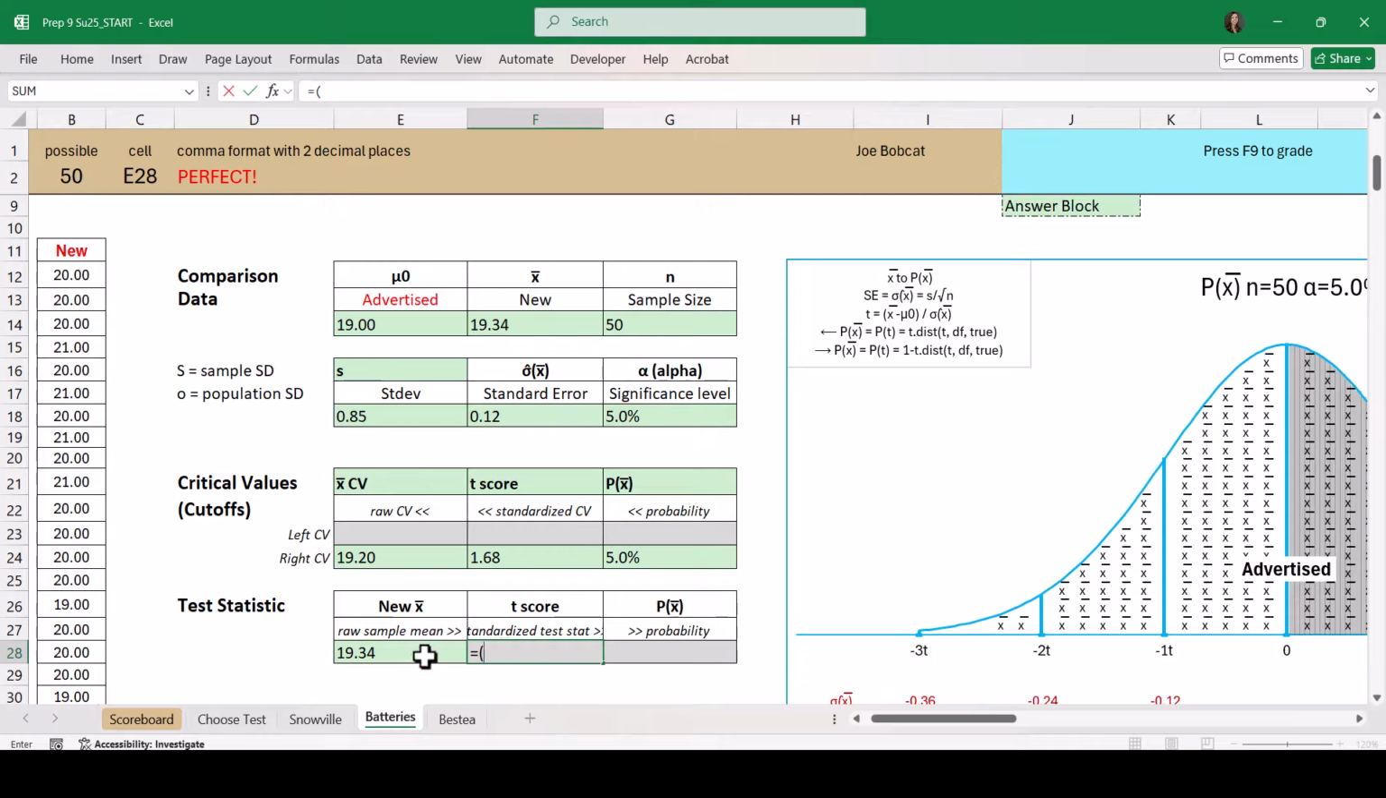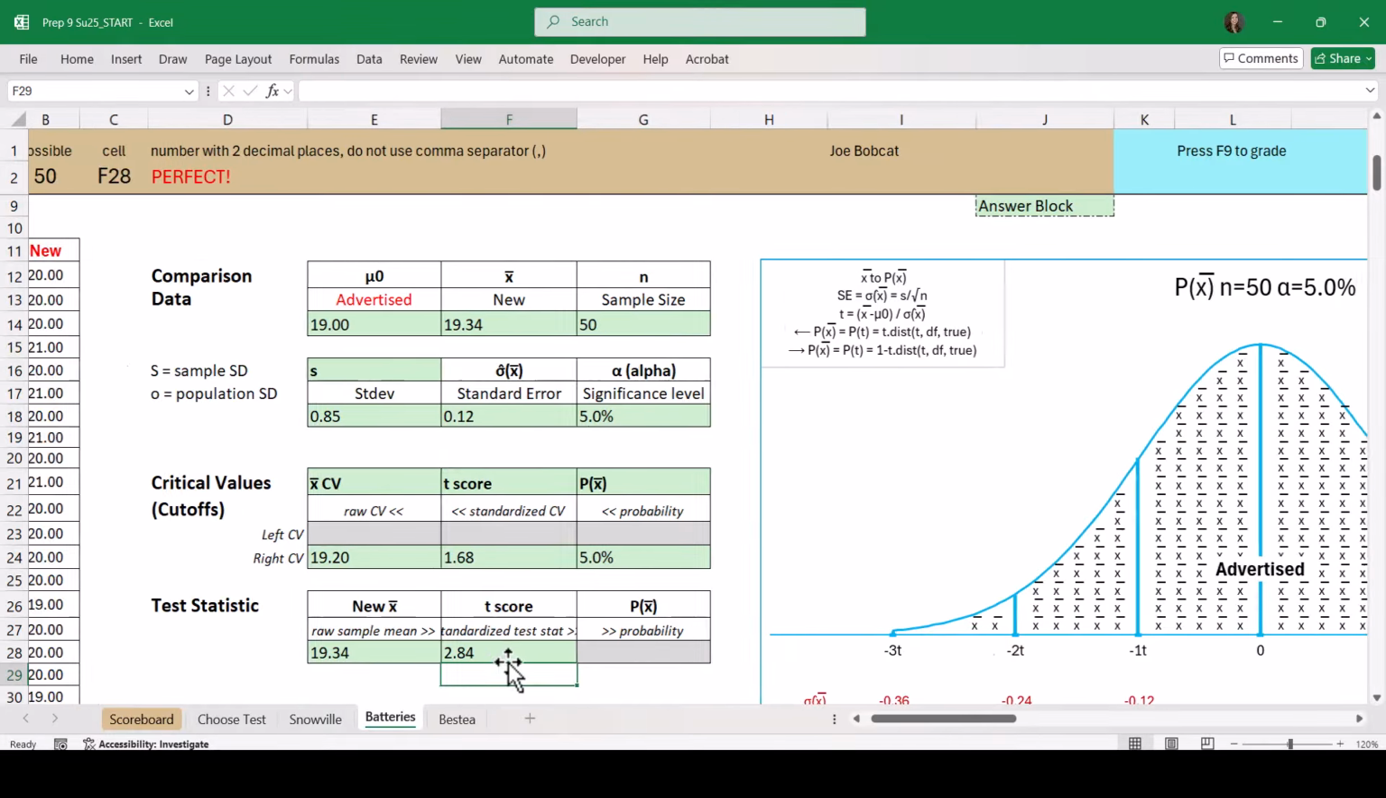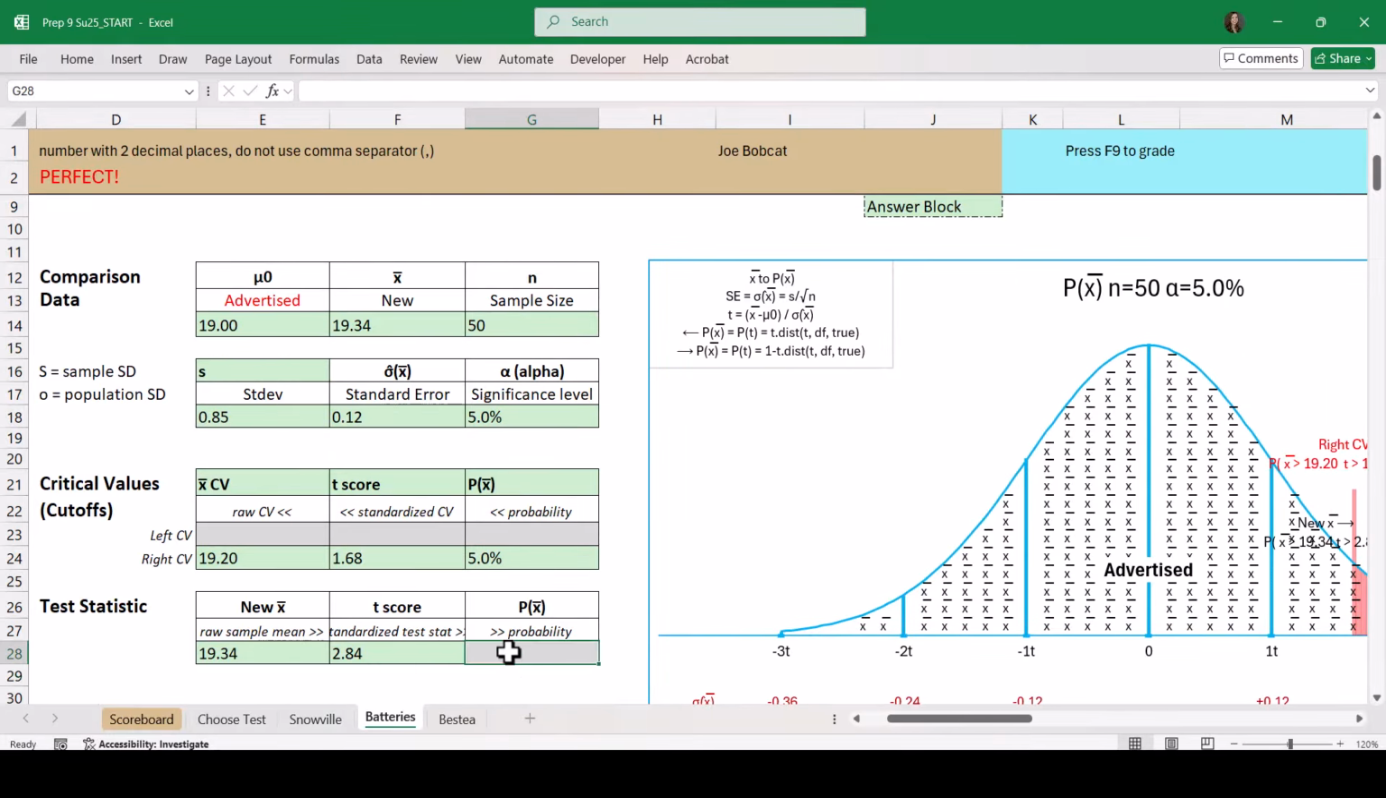Let's convert our sample mean to our test statistic. The formula for that, you can see it right here. It is the sample mean minus the population mean divided by the standard error. And I got 2.84. Let's also determine the probability of that.